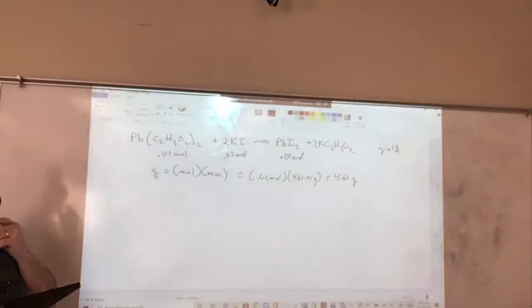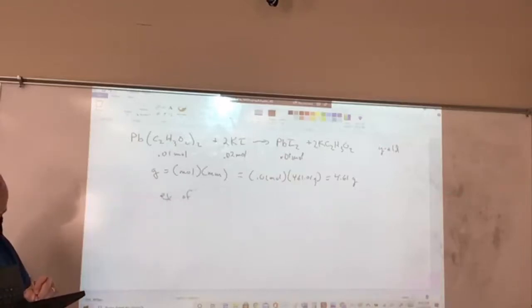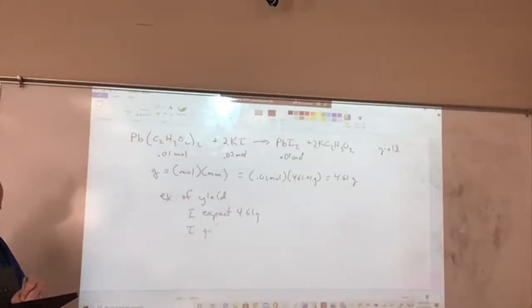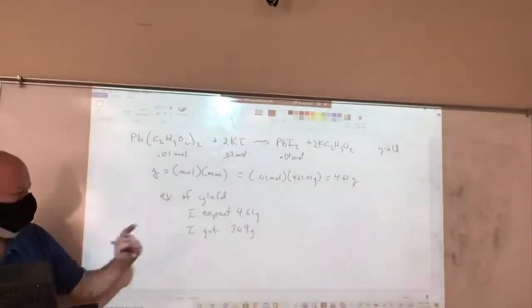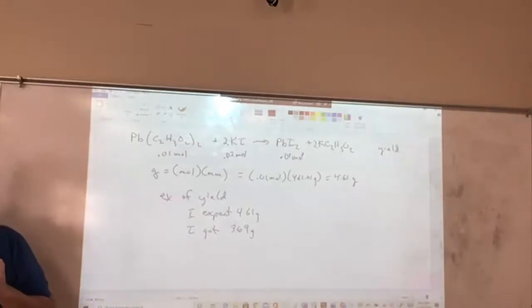Okay? So, and let's just use an example here for yield. Example of yield. I expect 4.61 grams. I got 3.69 grams. How am I going to figure out what my yield is? You divide it. I'm going to divide it, right? So my yield, my percent yield, is going to be 3.69 grams divided by 4.61 grams.